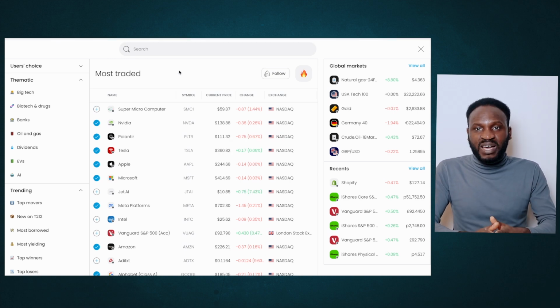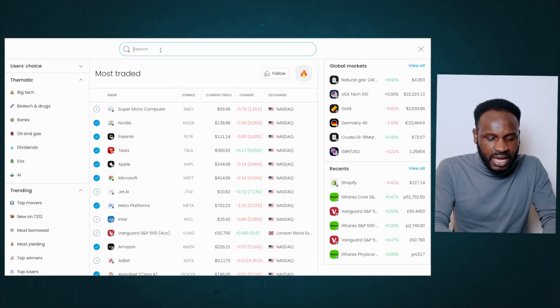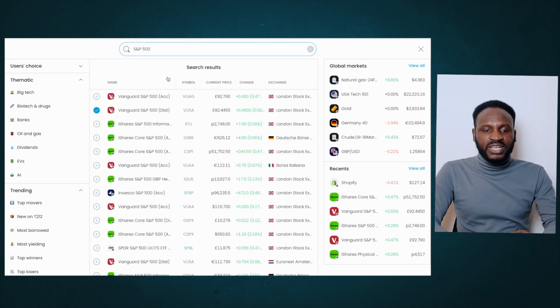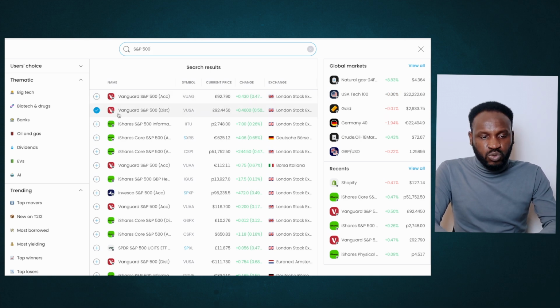So to invest in S&P 500, what you need to do is come to the search bar here on the screen, like what you are seeing here. I need to type S&P 500, and it's going to display here. You can see Vanguard S&P 500 Accumulating, and Vanguard S&P 500 Distributing, which means distribute. Accumulating means accumulate, if you don't know what it means. And the ticker code, which is the symbol of this investment, for Vanguard S&P 500 Accumulating is VUAG. That is the ticker code. The second S&P 500 here, which is distributing, has the ticker code VUSA.